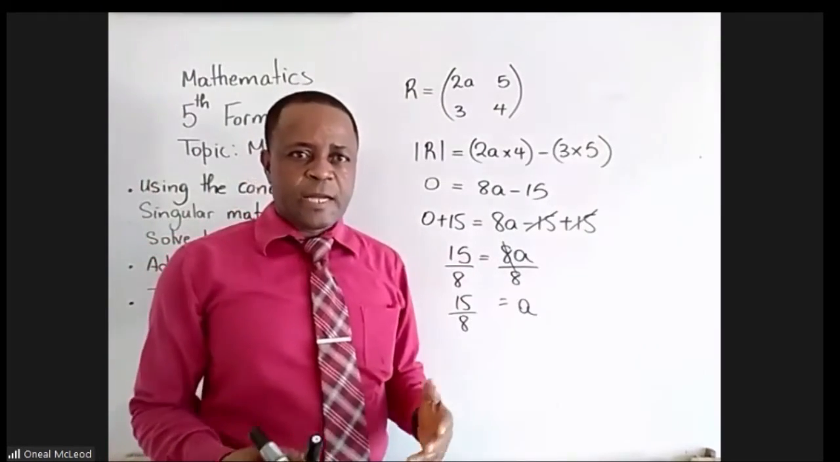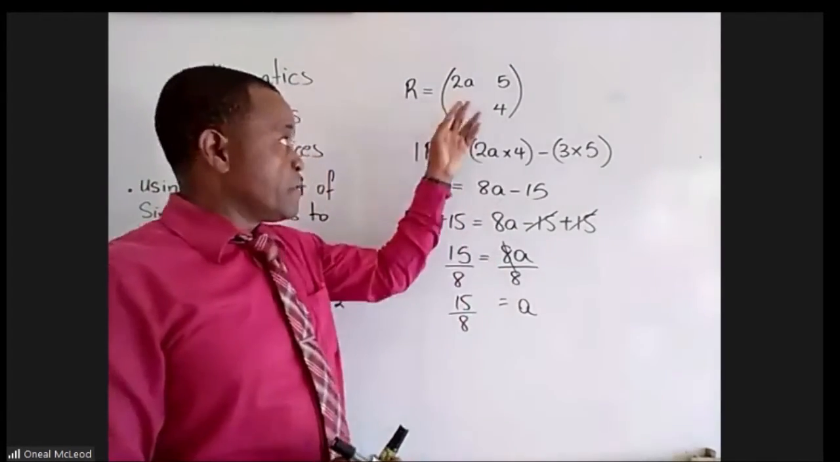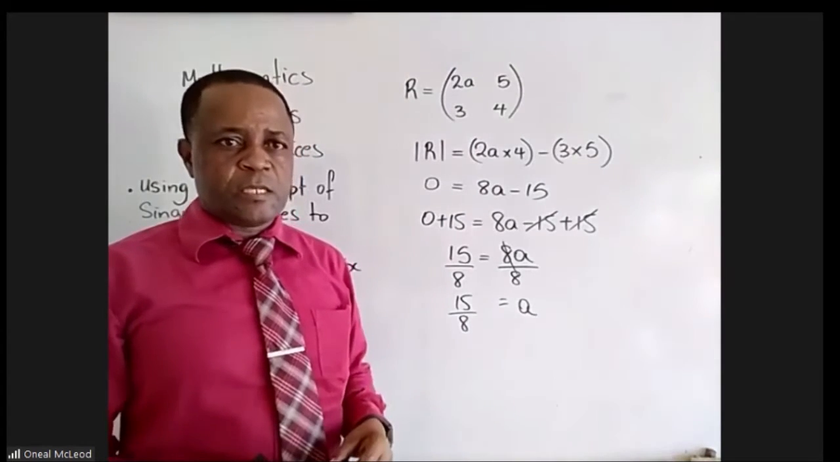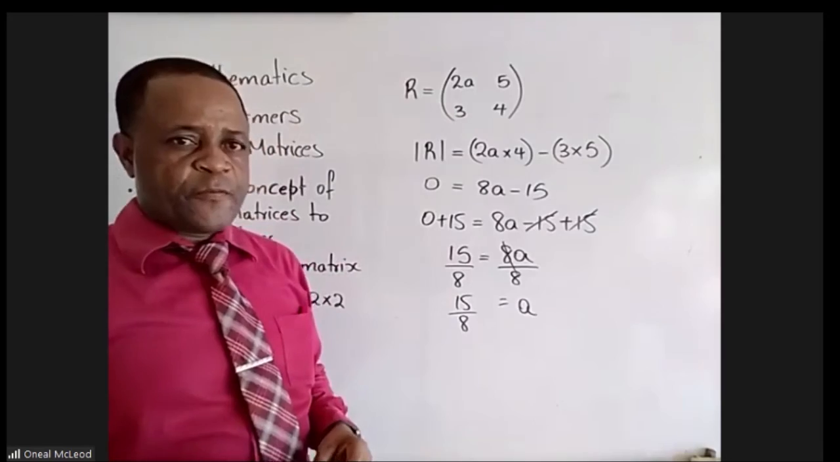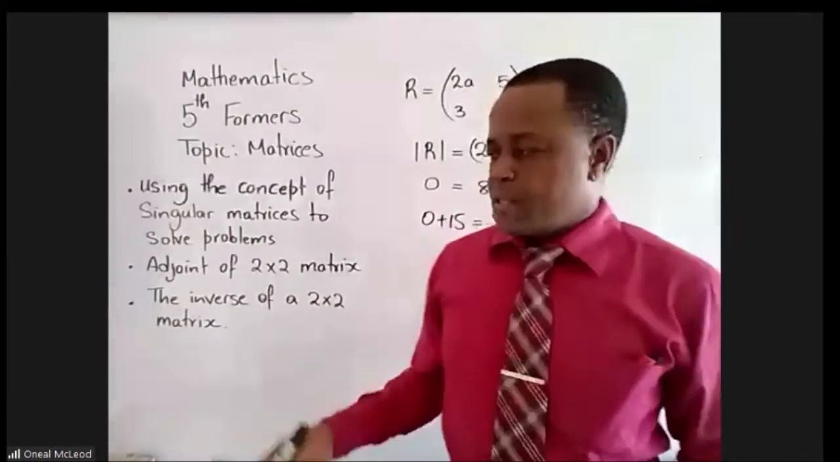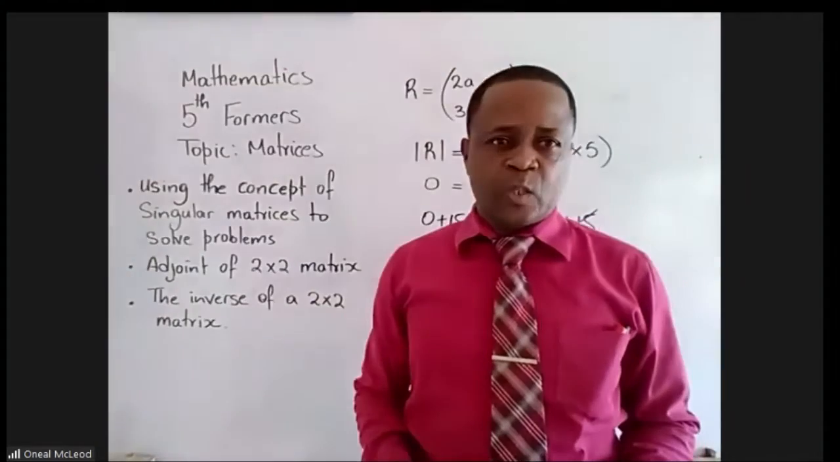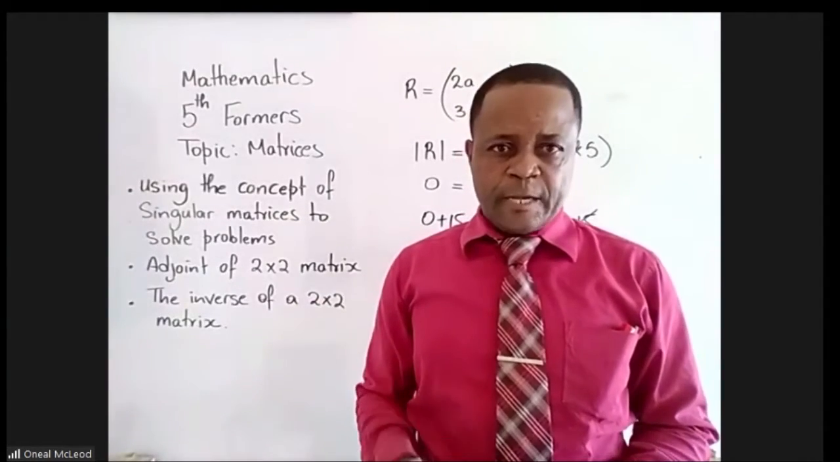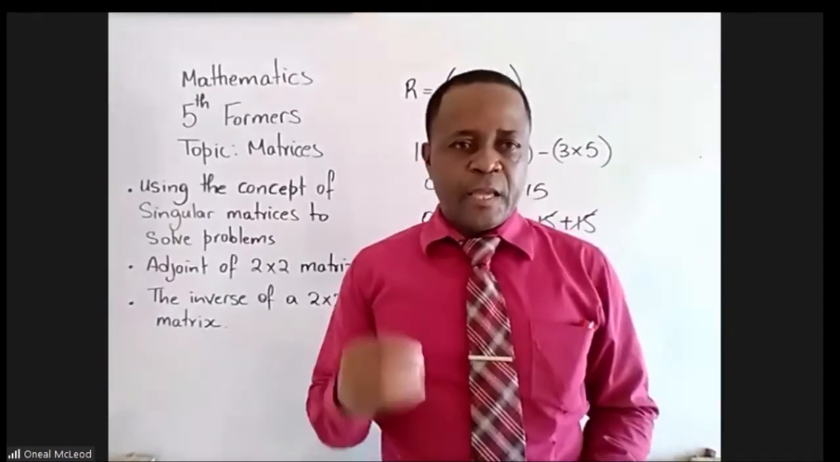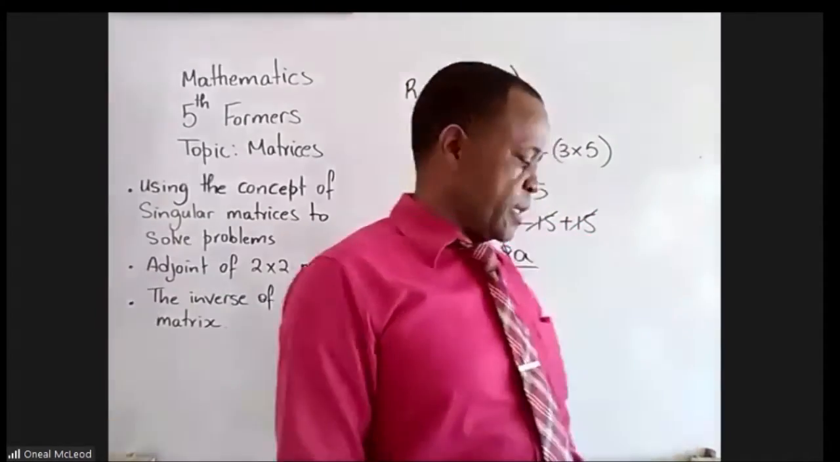We have looked at how we can solve some problems as it relates to singular matrices. So now it's time for us to move to the adjoint of the 2 by 2 matrix. All right. So let's now look at how we go about finding the adjoint of a 2 by 2 matrix.